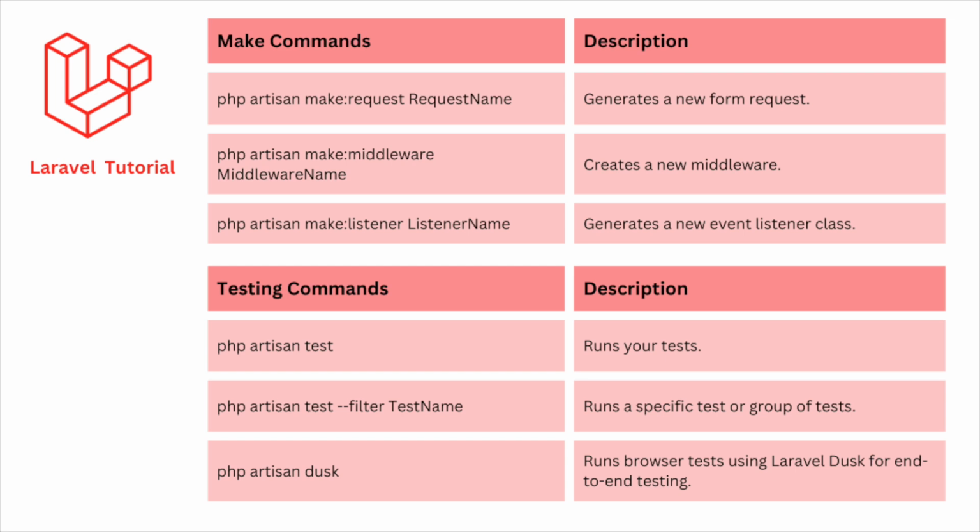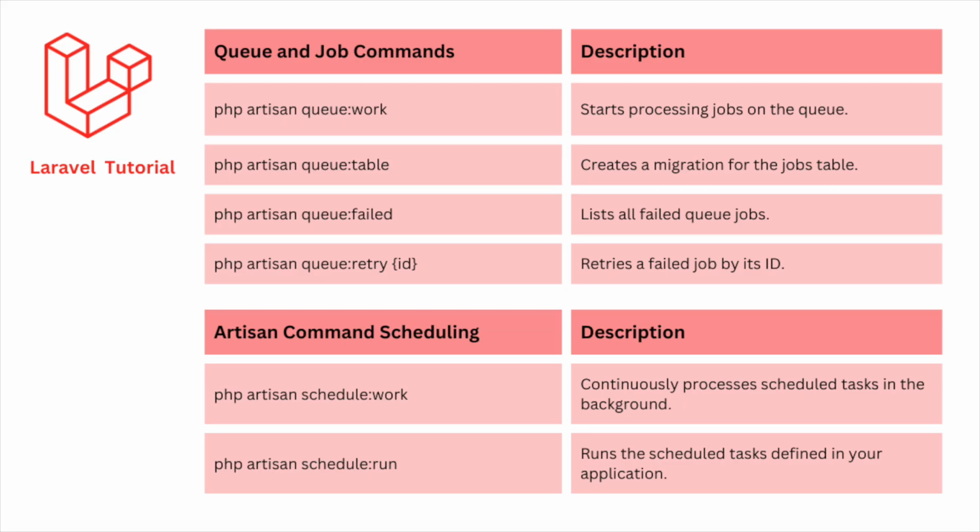So middleware you can also use if there is any particular route you want to go through middleware, so that you can also add. Now next is make listener name. This will create a new event listener. So let's say you are sending an email and you have done an event, so that event will be listened to by a listener. So let's quickly move to the next, queue and job commands.